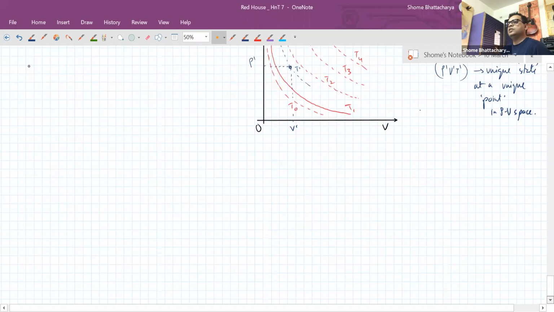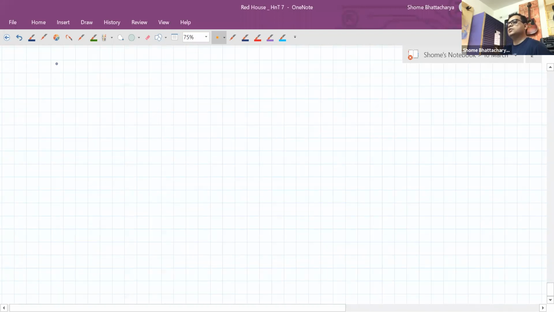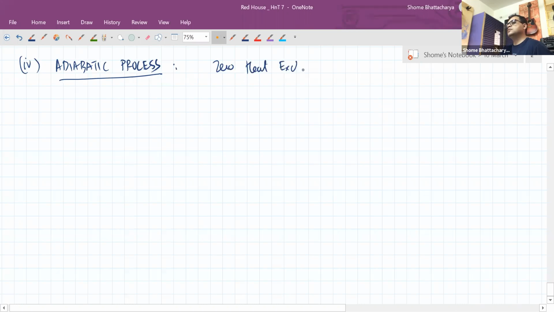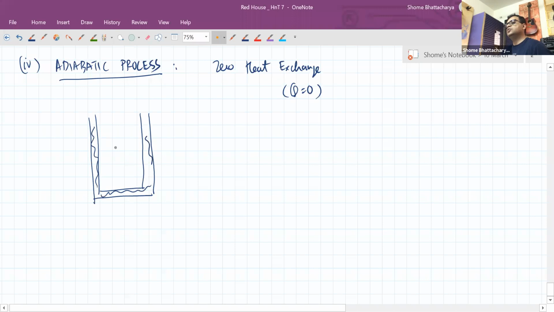Now, likewise, we have the fourth and final of the named processes, which is the adiabatic process. This is one where by definition there is zero heat exchange. So neither is heat supplied nor withdrawn. Q is equal to 0. Experimentally, this would have to be done with an insulated vessel with an insulated piston, and you don't connect any heating element or anything. You just manipulate the state of the gas by manipulating the mass on the piston.